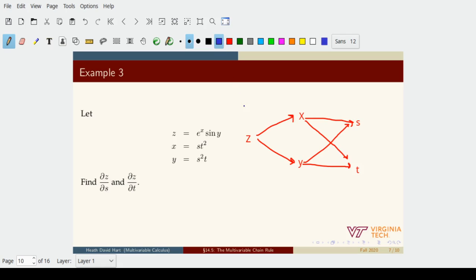All right, the partial derivative of z with respect to x is, well, the derivative of e to the x is e to the x. So we get e to the x times the sine of y. But the derivative of z with respect to y is e to the x cosine of y.